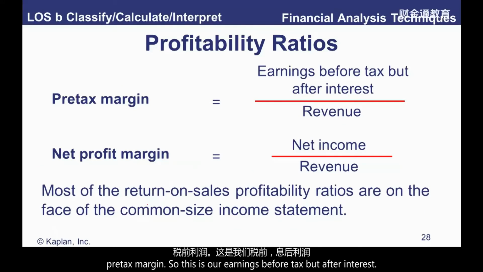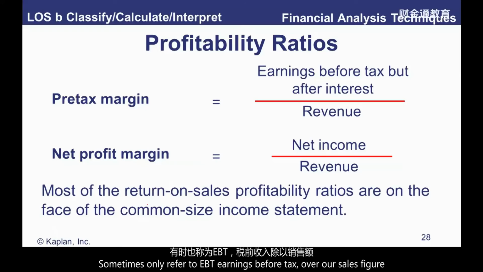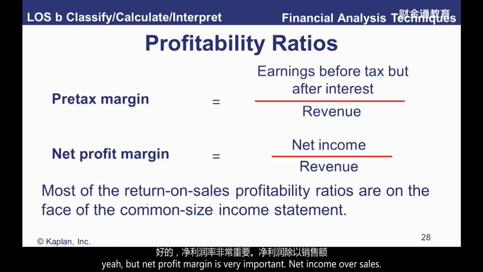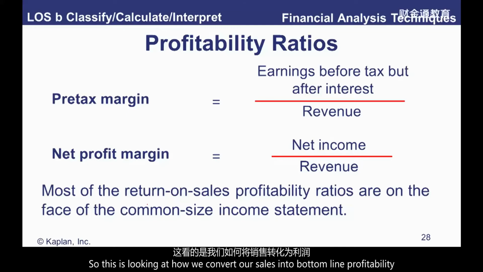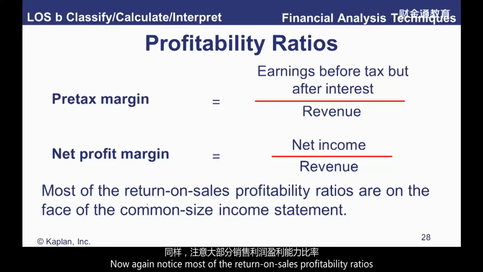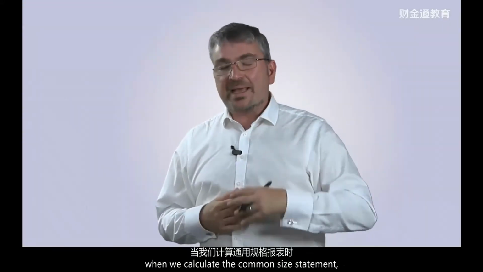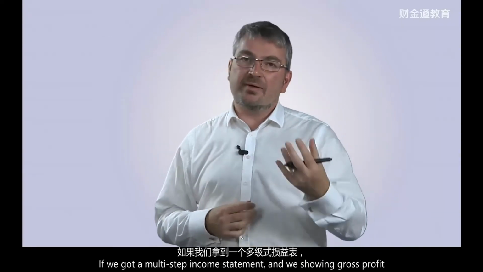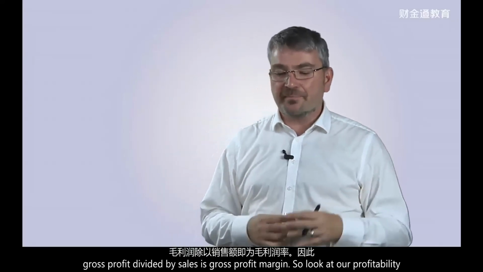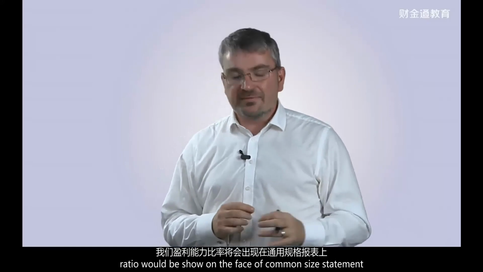Pre-tax margin, so this is our earnings before tax but after interest, sometimes simply referred to as EBT, earnings before tax, over our sales figure. I'm not exactly that excited by that margin, but net profit margin, of course, is very important. Net income over sales. Net income is often referred to as being the bottom line. So this is looking at how we're converting our sales into bottom line profitability. Now again, notice most of the return on sales profitability ratios would be on the face of a common size income statement. Notice our denominator all the time is revenue. So of course, by definition, when we calculate the common size statement, net income over sales is the net profit margin. If we've got a multi-step income statement and we're showing gross profit divided by sales, that is the gross profit margin. So a lot of our profitability ratios would be shown on the face of common size statements.